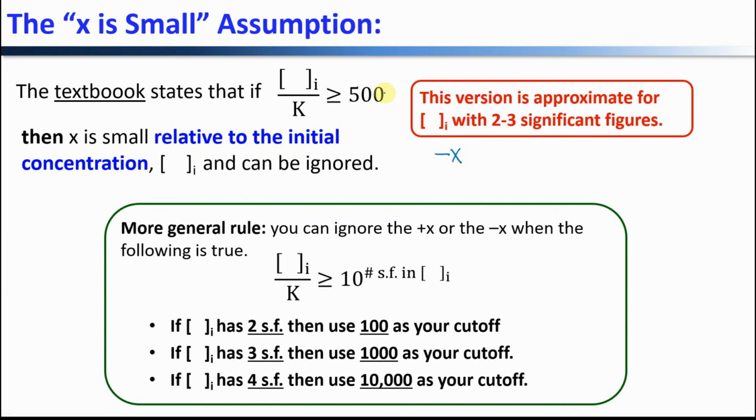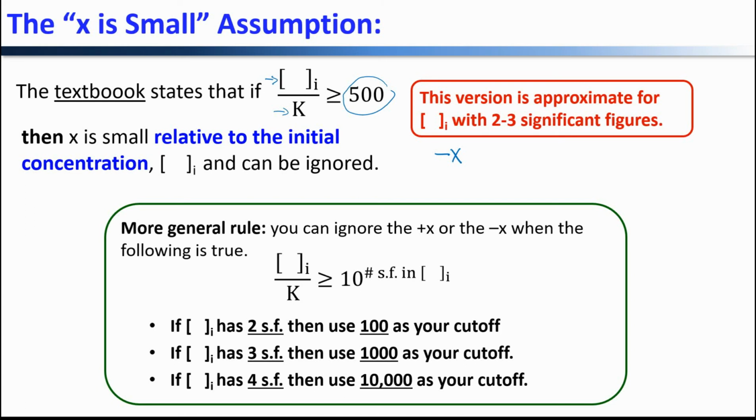Your book has this quantity. They're like, if you take the initial concentration and divide it by our equilibrium constant, if that number is greater than 500, then it can be ignored. And all I'm going to say to you on that is please don't do that. Because if you think about the link that I posted with examples on why we do our sig figs with our exponents as we do, the same thing applies here.